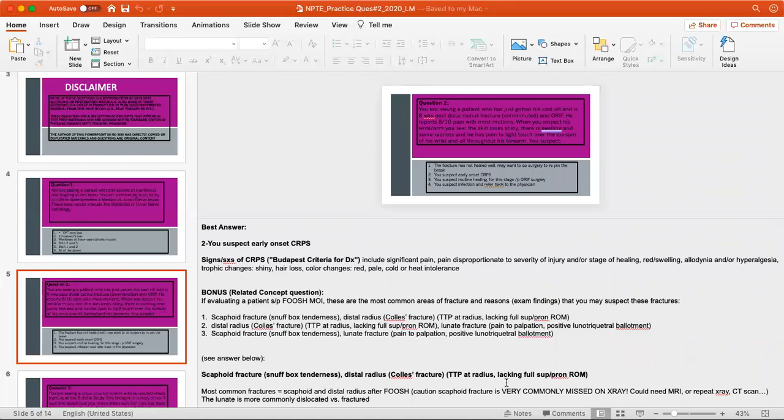And just to note, even with x-ray imaging, if you have a clean x-ray and still suspect a scaphoid fracture, this is a commonly missed fracture on x-ray. So it might necessitate repeat imaging, even if you don't see it on the first go.